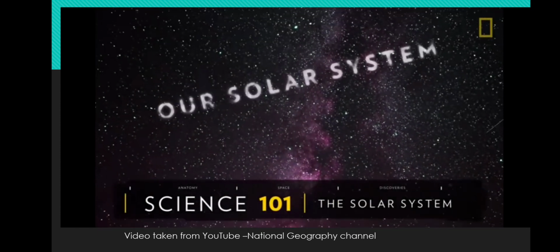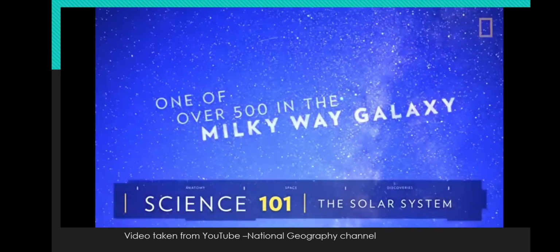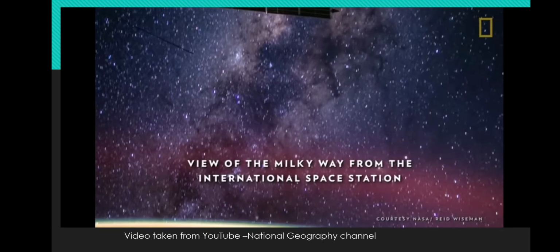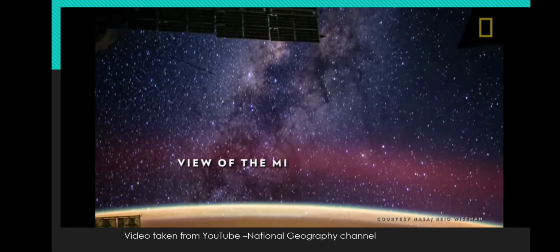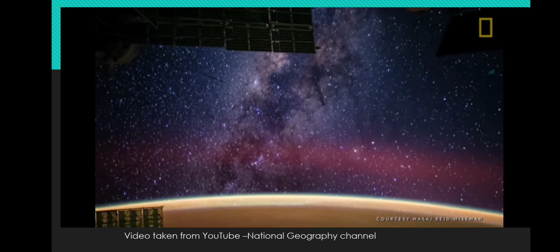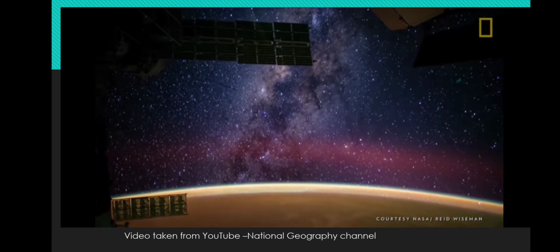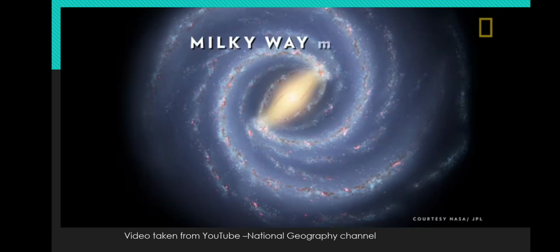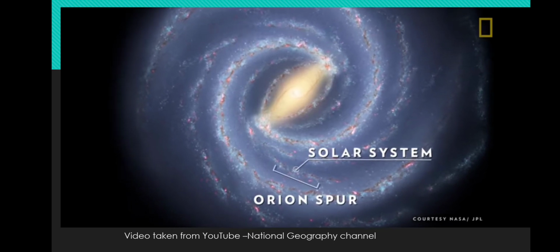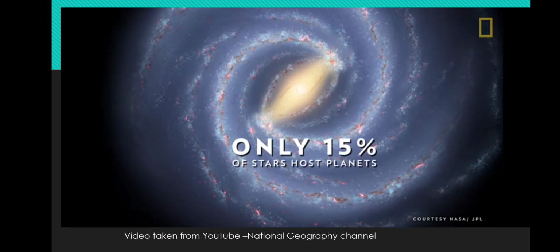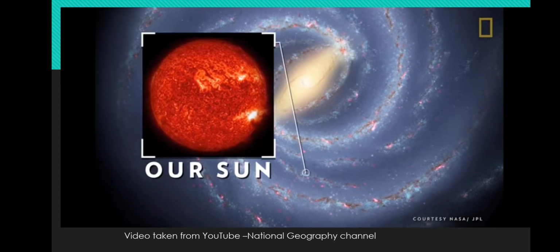Our solar system is one of over 500 known solar systems in the entire Milky Way galaxy. The solar system came into being about 4.5 billion years ago when a cloud of interstellar gas and dust collapsed, resulting in a solar nebula, a swirling disk of material that collided to form the solar system. The solar system is located in the Milky Way's Orion star cluster. Only 15% of stars in the galaxy host planetary systems, and one of those stars is our own sun.